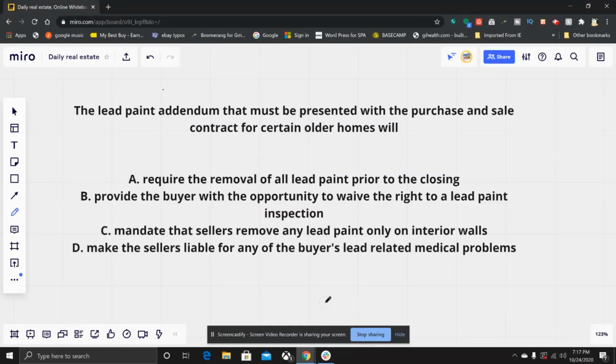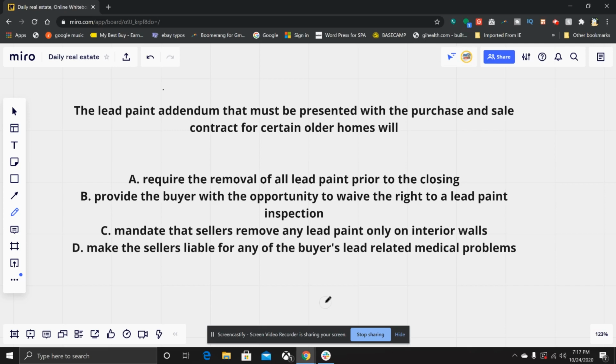Hello, everybody. This is your daily real estate practice exam question. And this one was something that I wanted to go over with you guys again because we haven't spoken about it in a while: the lead based paint addendum. So let's talk about the lead based paint addendum, that disclosure.